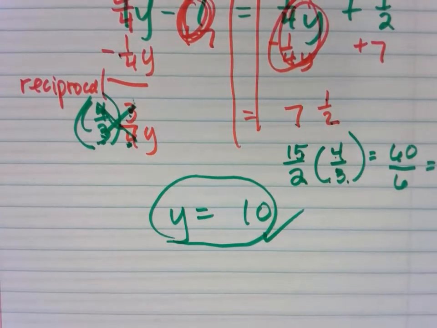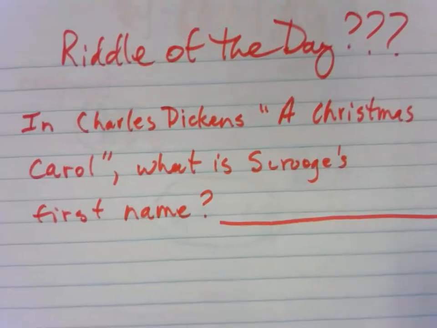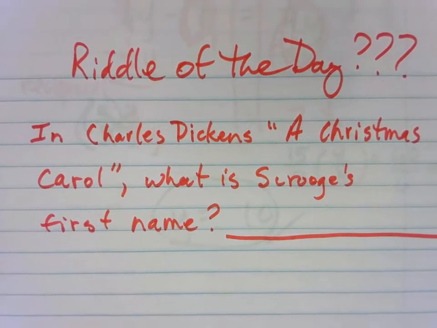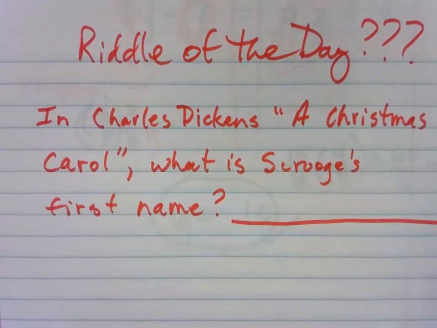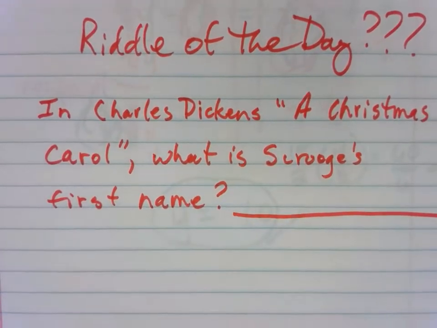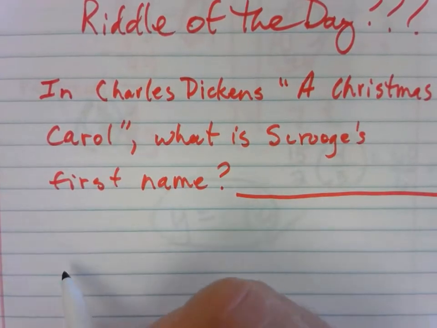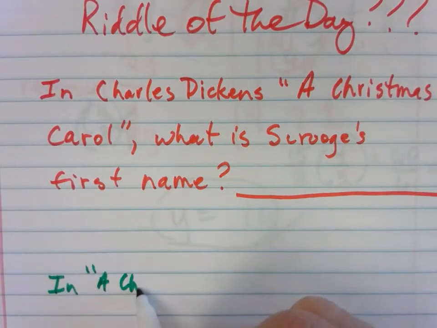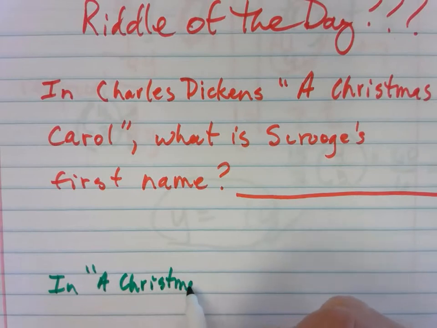All right. Time for a little riddle of the day. Bring back my friend. Hello, people. Of course, in the last one, we were asking about Charles Dickens' A Christmas Carol. What is Scrooge's first name? So we'll stick with that Christmas Carol theme for today. So let's go in A Christmas Carol.